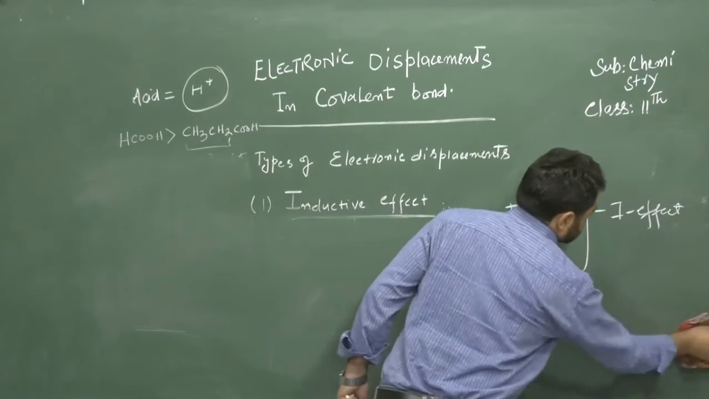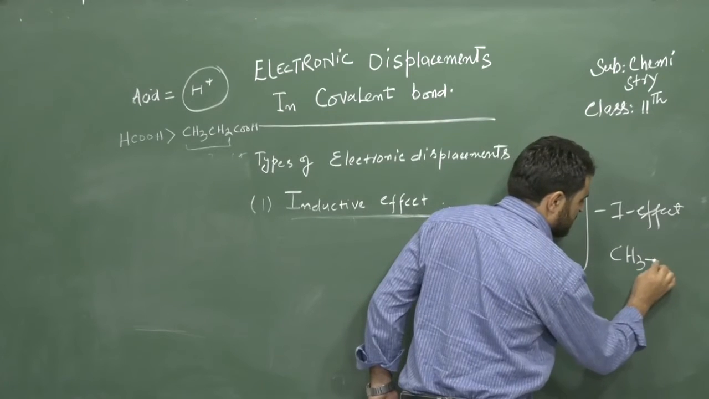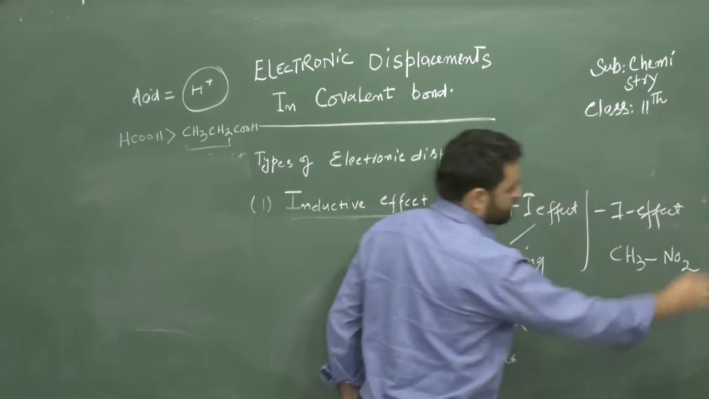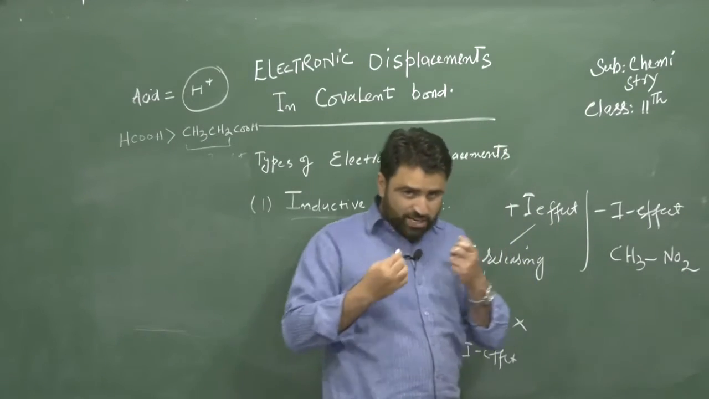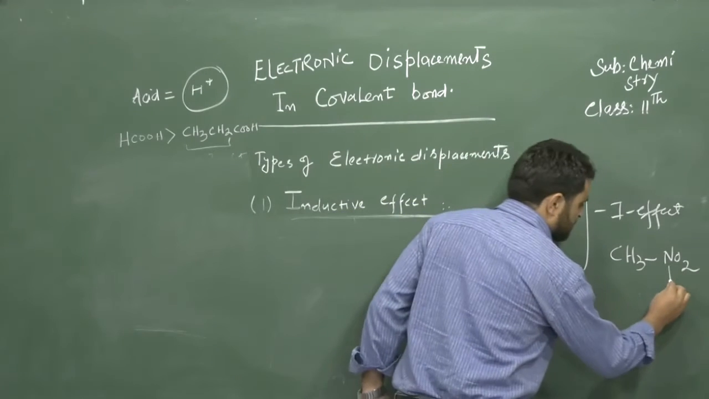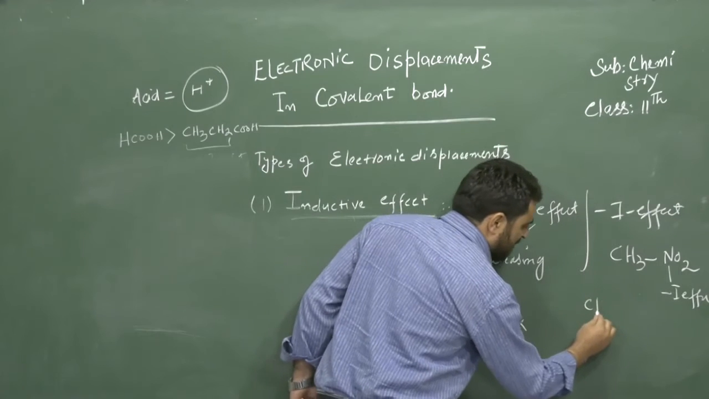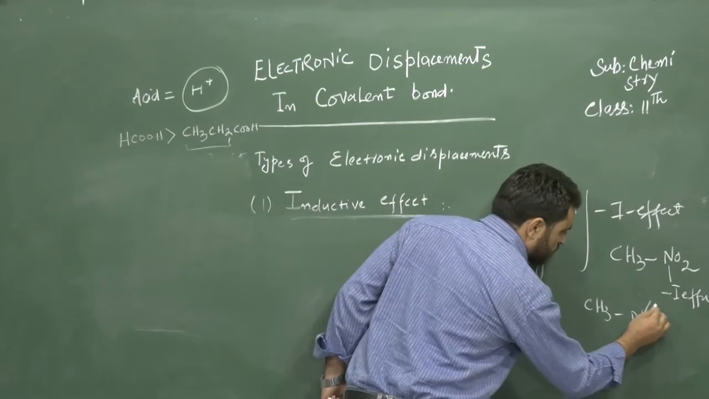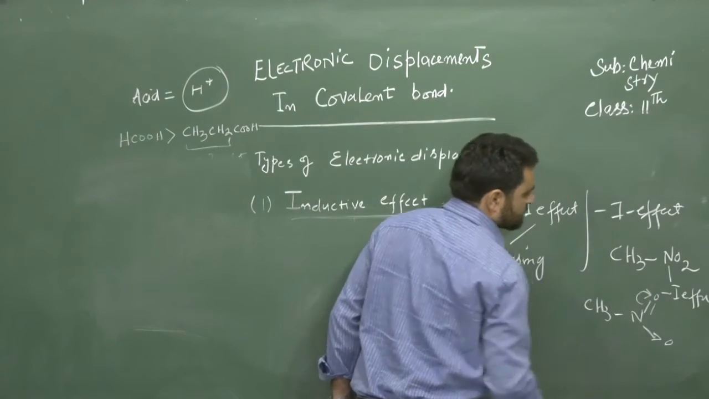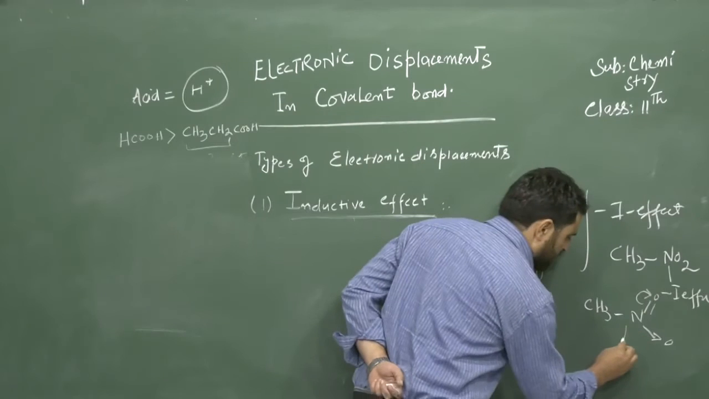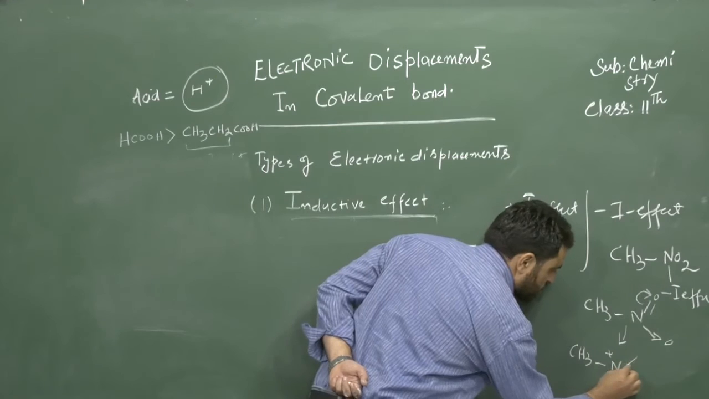For example, if I write this example, CH3NO2. This NO2 withdraws electron towards itself. It has minus I effect. How minus I effect? If I draw the structure N double bond O, O, and write this, the new structure will become CH3 single bond N positive, O negative.